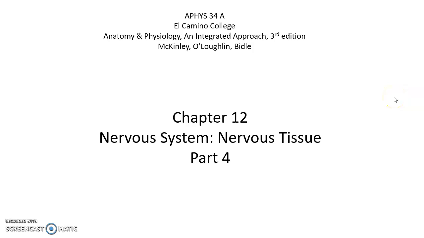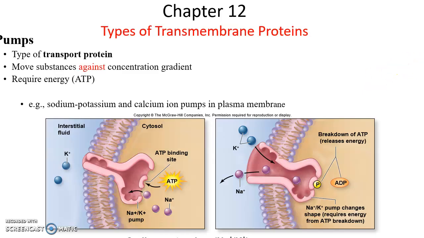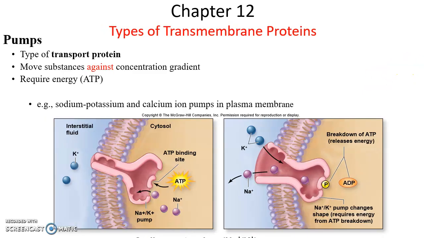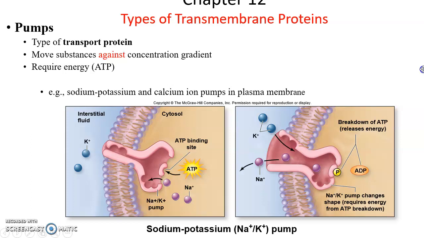Chapter 12, Nervous System, Nervous Tissue, Part 4. All right, it turns out for a properly functioning neuron, you need a lot of different kinds of transmembrane proteins. These proteins are critical for the generation of the nerve impulse and the transmission of it along the axon.